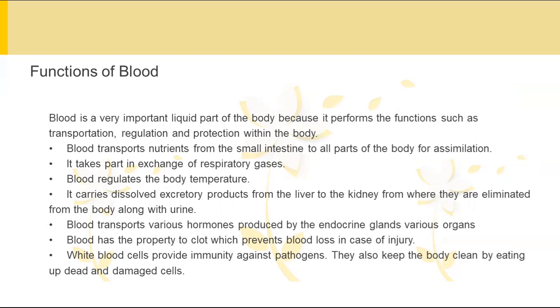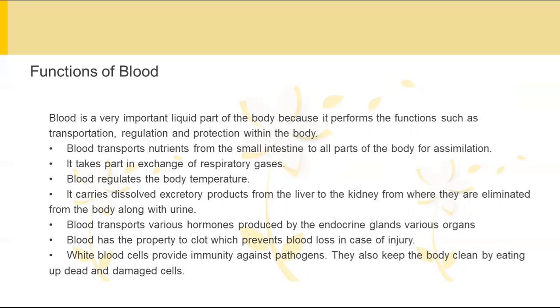White blood cells provide immunity against pathogens. Different pathogens means different kinds of disease causing organisms. They also keep the body clean, meaning these WBCs clean up or eat up dead and damaged cells. These are the functions of blood.